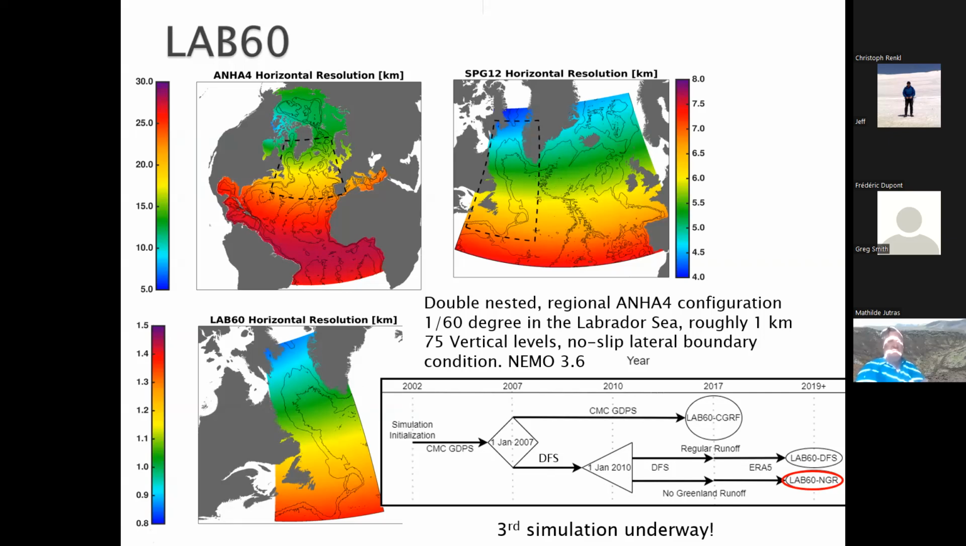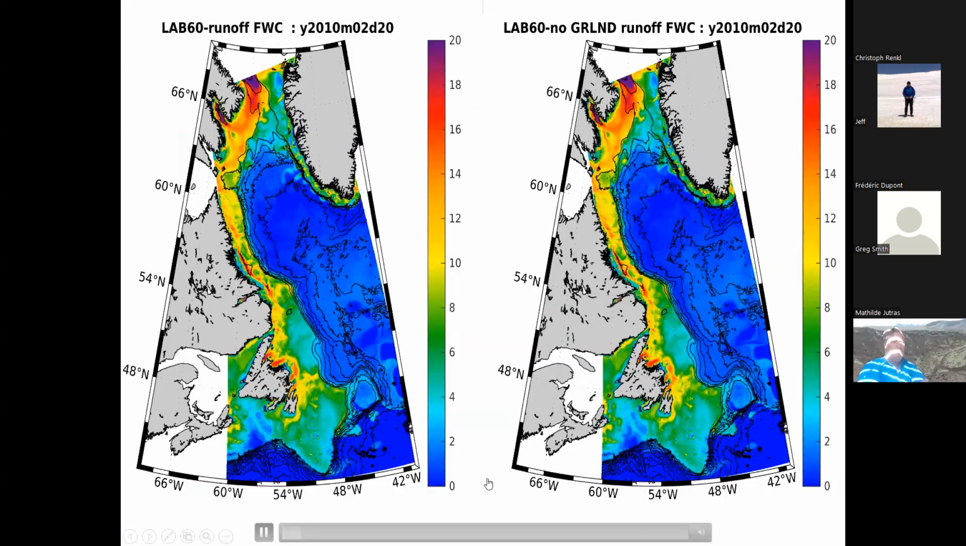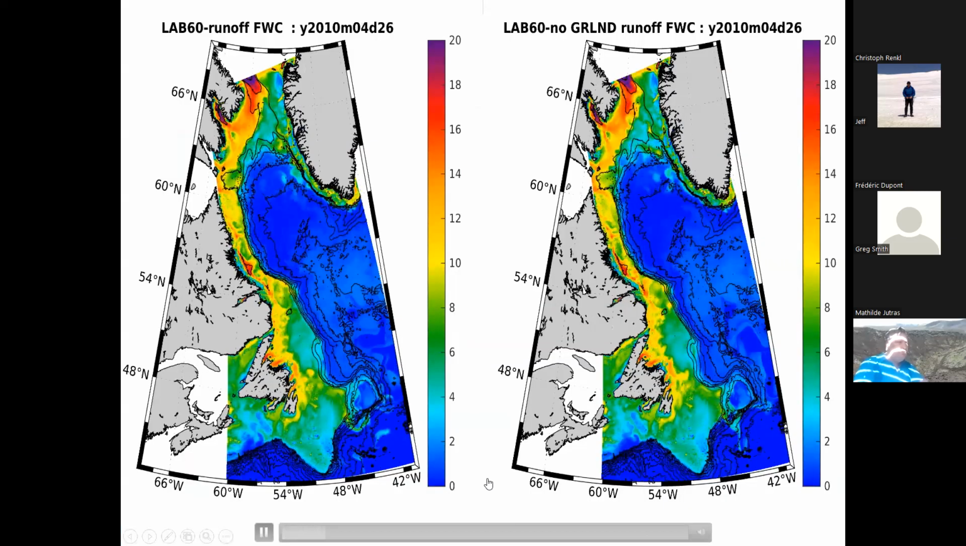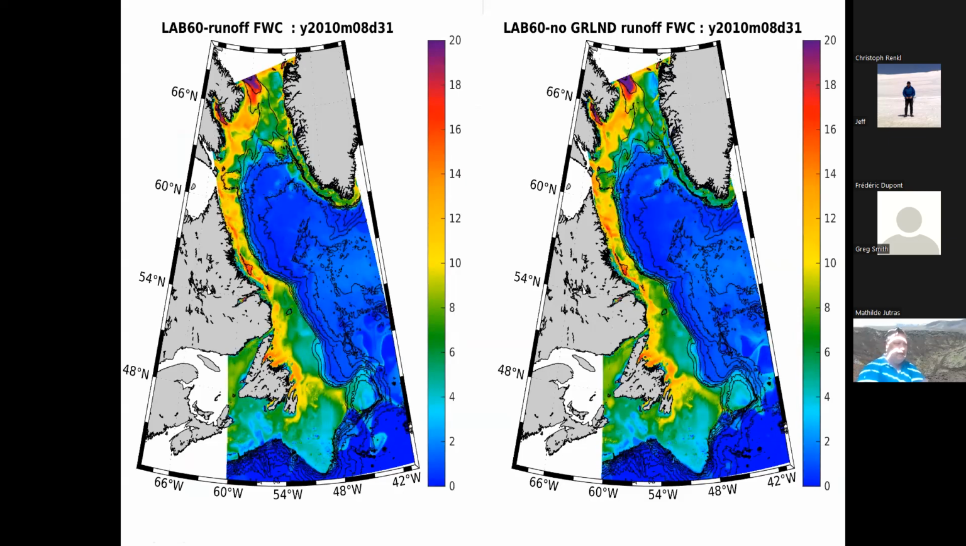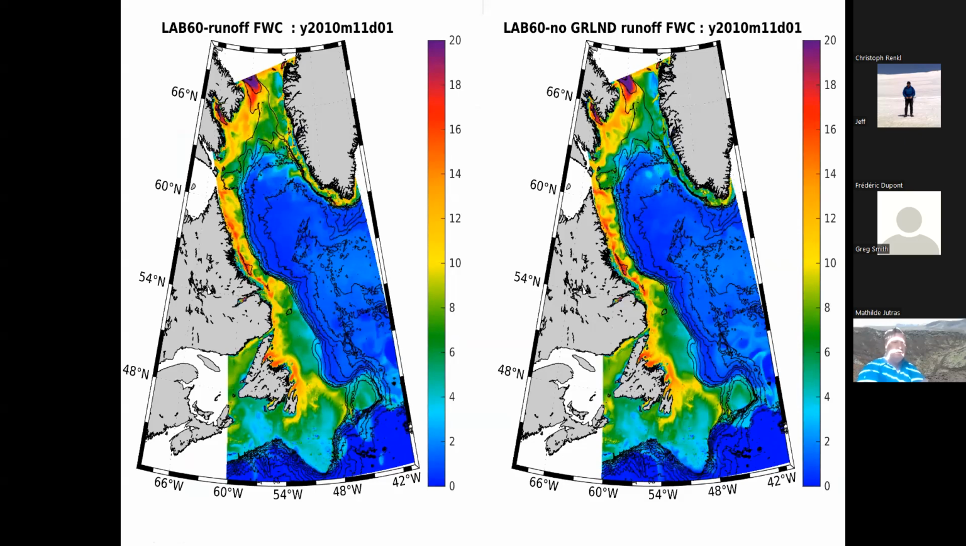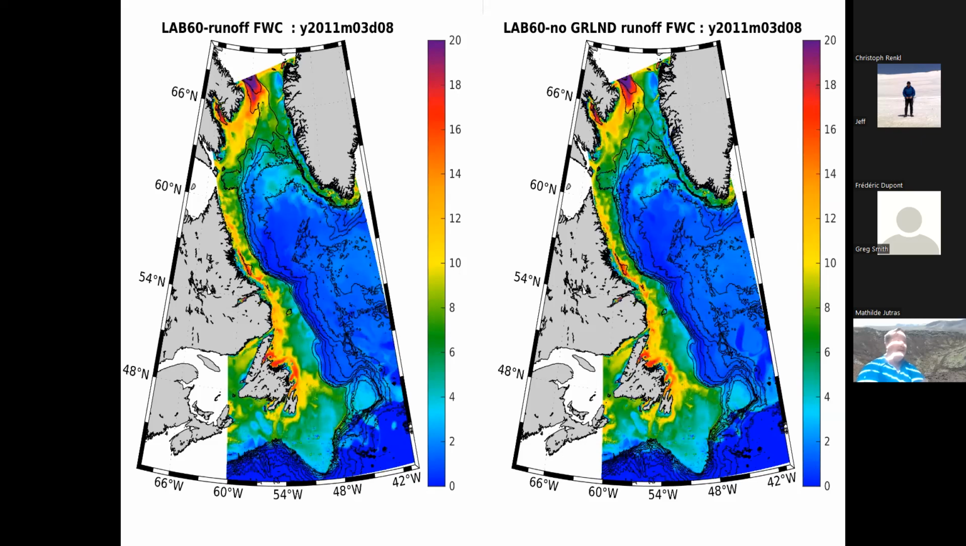Because 1/60th actually represents the Rossby radius and does a really good job of some of the shelf basin exchange. To think about what can be done, I've got two movies here. The left is the integrated freshwater content over the upper couple hundred meters in the model. The right is a tracer proportional to the Greenland melt.